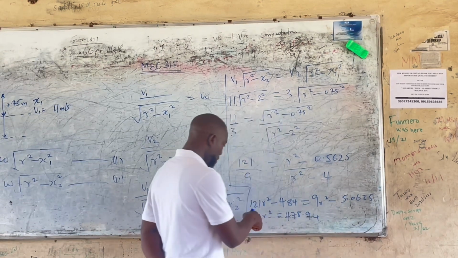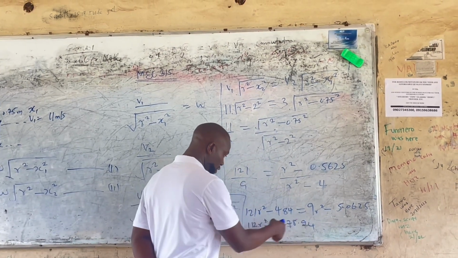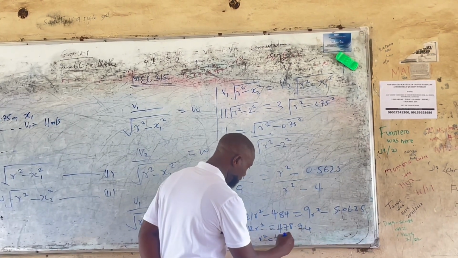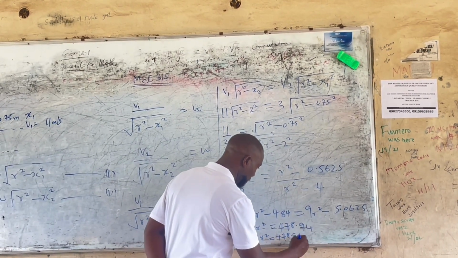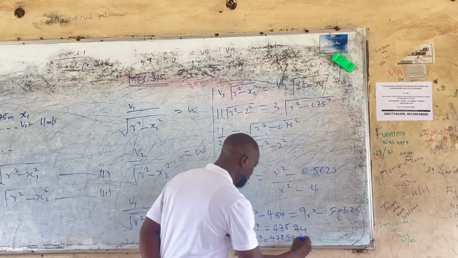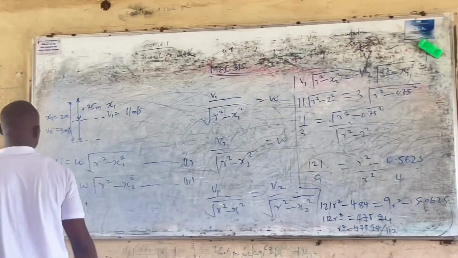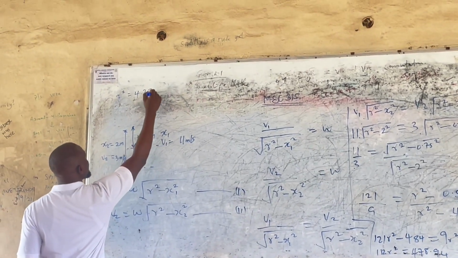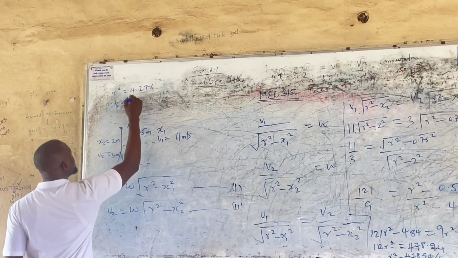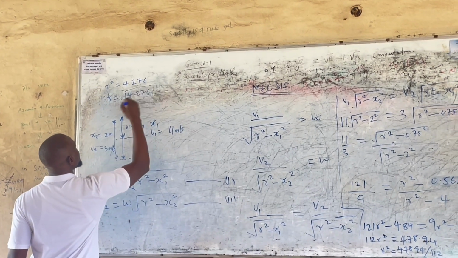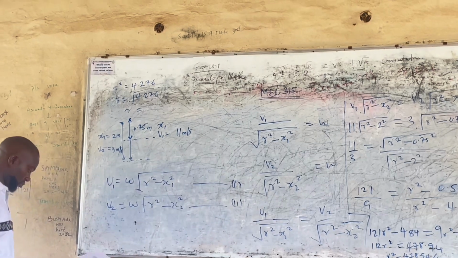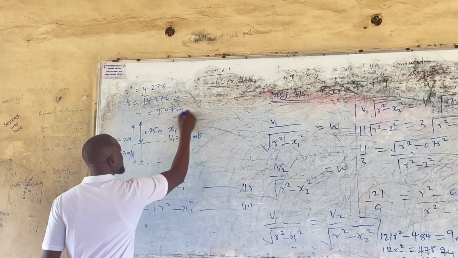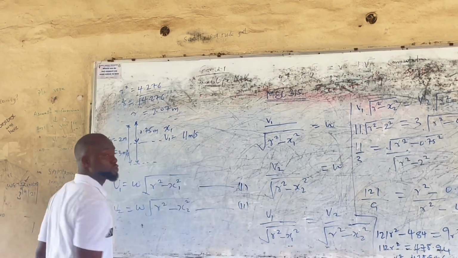So R squared is 478.94 divided by 112. What's the answer? 4.276. R squared is 4.276. R will be the root, so R is 2.07 meters. So that is R for the two equations.